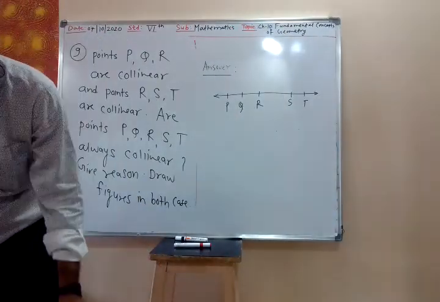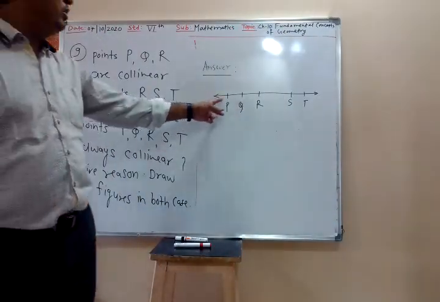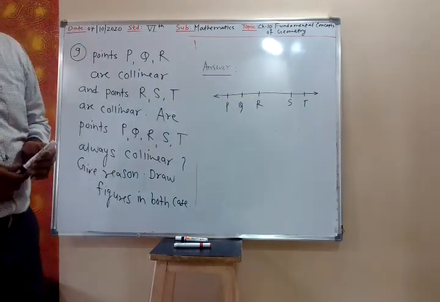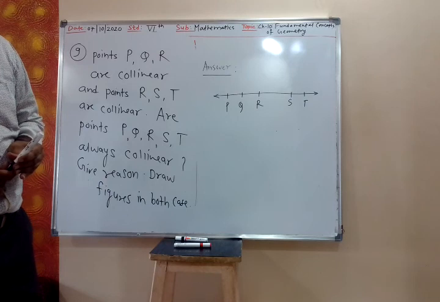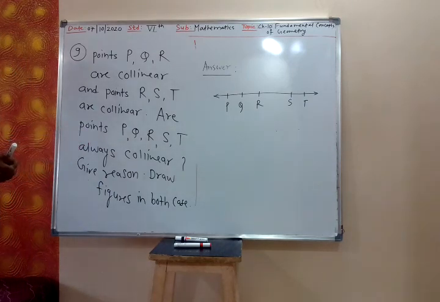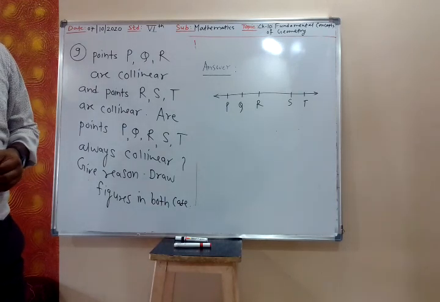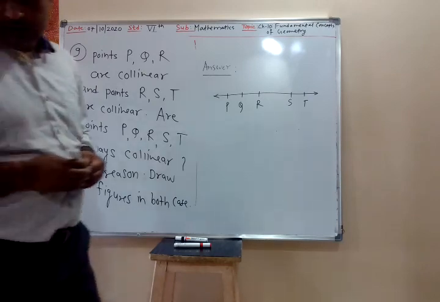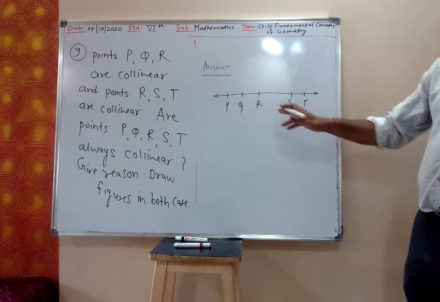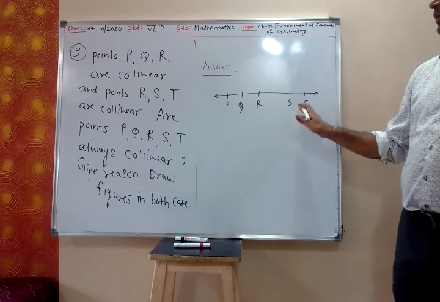Points P, Q, R are collinear because they lie on one line. Then points R, S, T are collinear because they lie on the same line. Are you getting it? So now, are points P, Q, R, S, T always collinear? Tell me whether P, Q, R, S, T are collinear always.